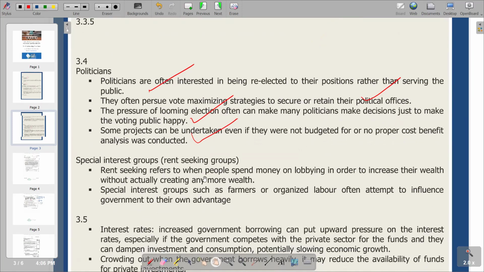Rent-seeking refers to when people spend money on lobbying in order to increase their wealth without actually creating any more wealth. That is rent-seeking. So special interest groups such as farmers or organized labor often attempt to influence government to their own advantage. So that's the reason why we have that negative effect. So that's what we have on politicians and special interest groups.